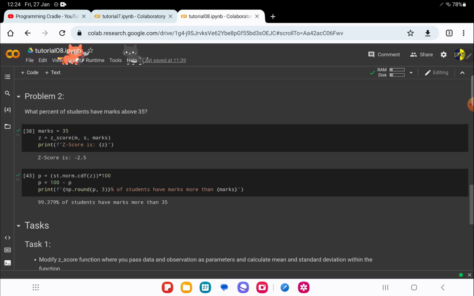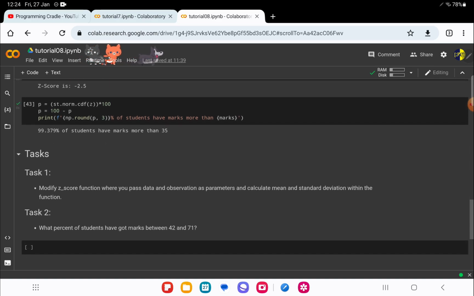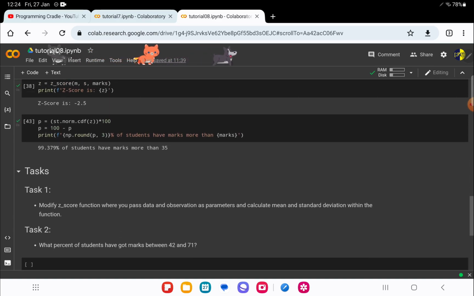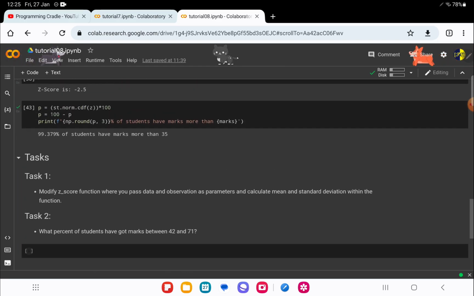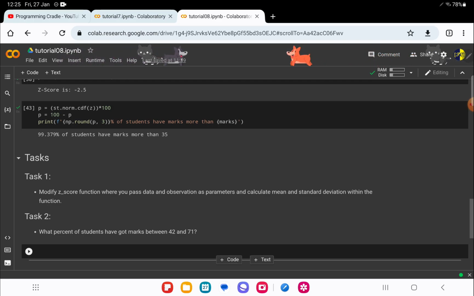Now these are two problems which I have shown you. Now as part of your task, it will be a very good exercise. You can modify the z function where you pass just the data and not the mean and standard deviation, and along with the data you can pass the observation for which you need the percentage, and then you can calculate the mean and standard deviation within the function, and then return your z-score. So that is your first task. Now the second task is, you need to tell what percentage of students have got marks between 42 and 71.